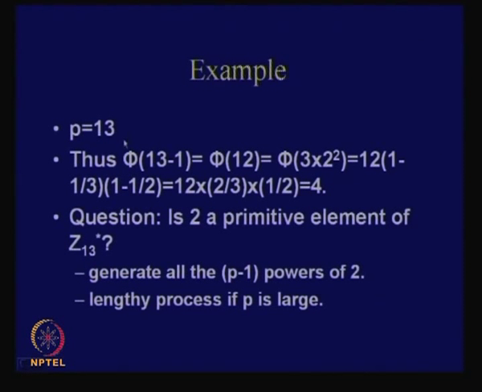Now take p equal to 13. Phi of 13 minus 1 equals phi of 12, and this works out to 4. So what does it show? It shows that if you take p equal to 13, then there are 4 primitive elements.